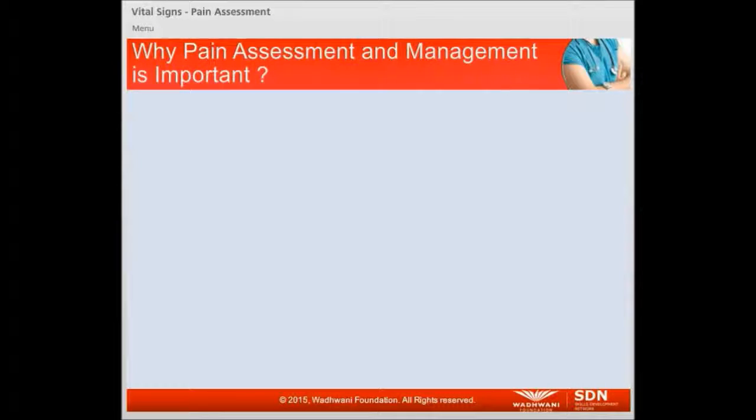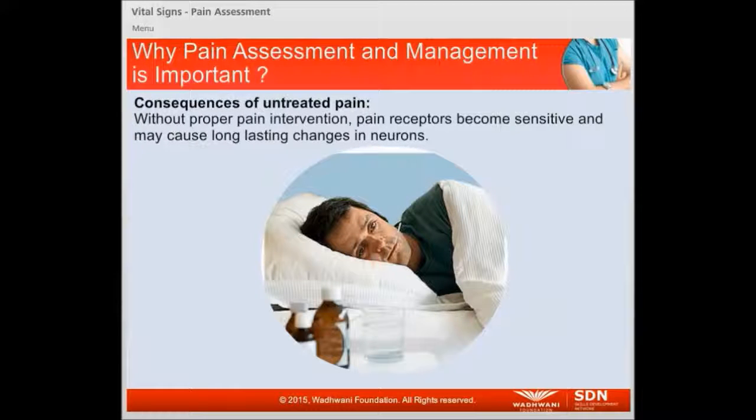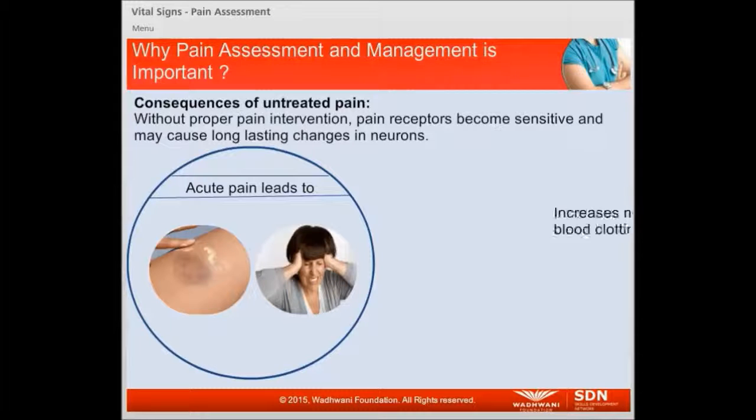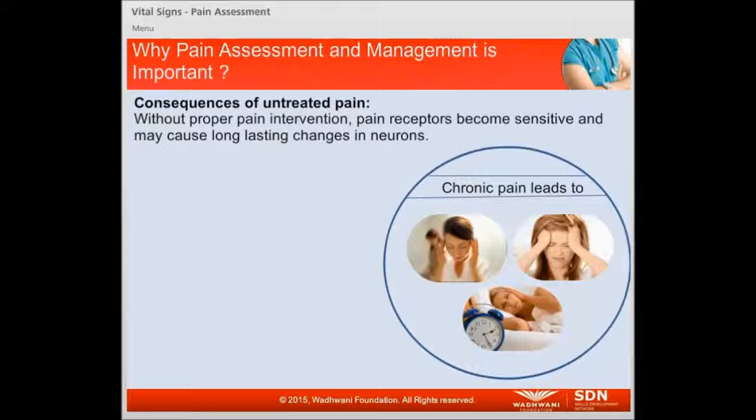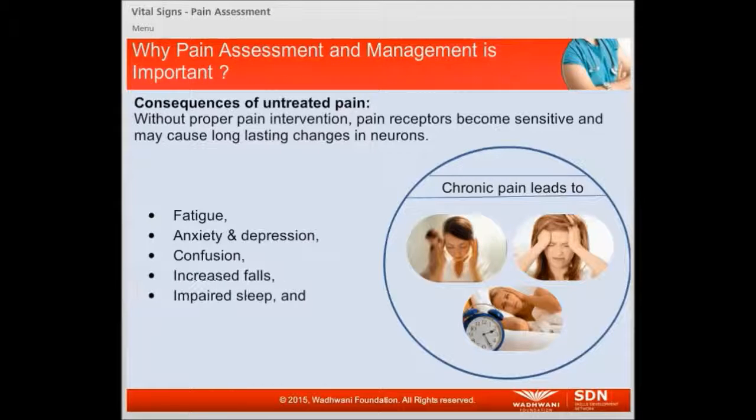Let's find out why pain assessment and management is important. Consequences of untreated pain: without proper pain intervention, pain receptors become sensitive and may cause long-lasting changes in neurons. Acute pain increases metabolic rate and blood clotting, impairs immune function, and induces negative emotions. Chronic pain may lead to fatigue, anxiety and depression, confusion, increased falls, impaired sleep, and decreased physical functioning.